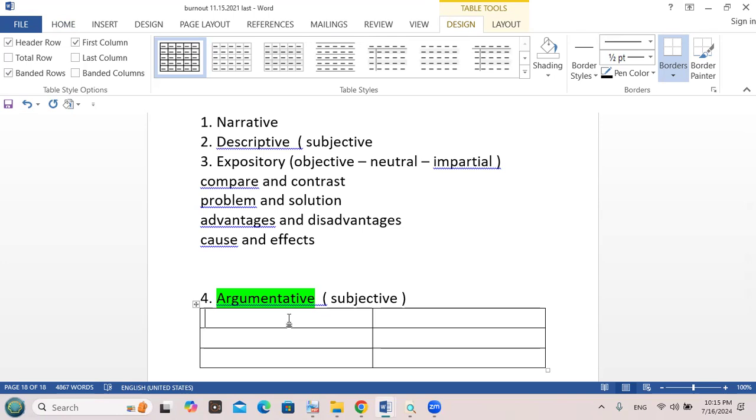Maybe, yes, it could be, but I'm telling you why: when you argue, you can use the three of them. You can include narrative ideas, descriptive ideas, expository ideas. What does it mean, expository ideas? For example, if you are asked whether working mothers are good for communities, or is it better for mothers to work, do you agree or disagree?